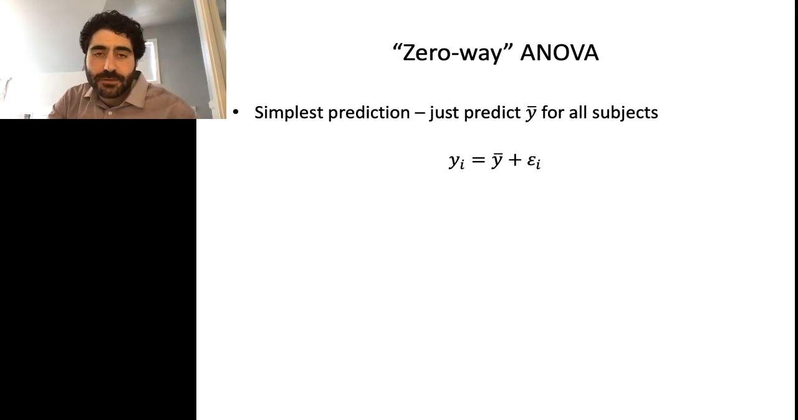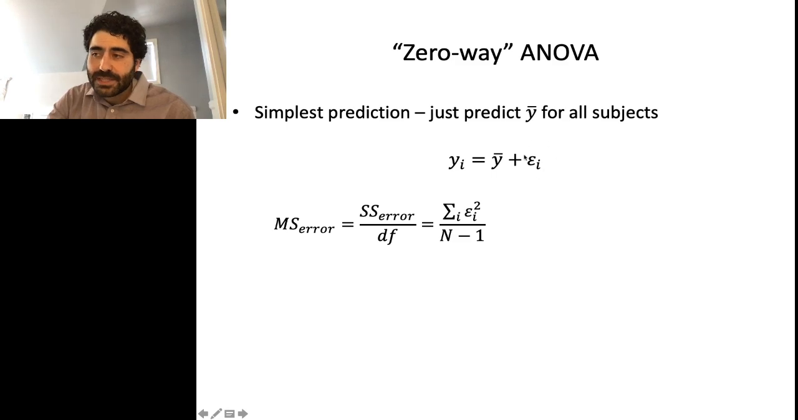So if we think about our ANOVA equations, if we want to compute this mean squared error term, what we want to do is get the sum of squares of our errors divided by the degrees of freedom. The error term here is just these little epsilons. These are the residuals of our prediction. And the degrees of freedom here is just n minus 1.